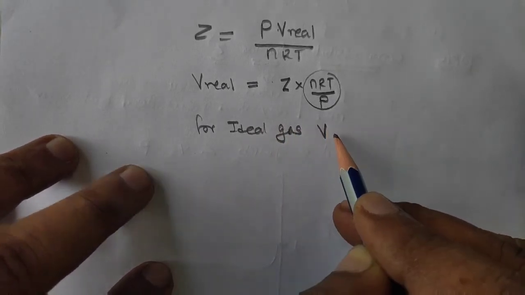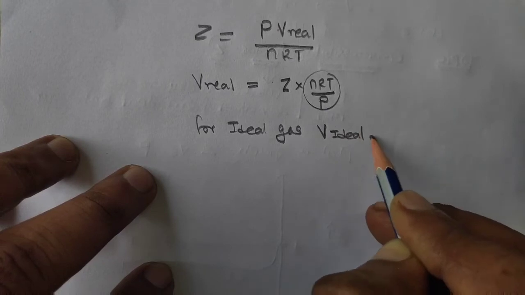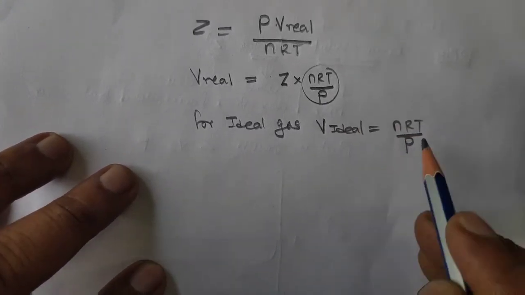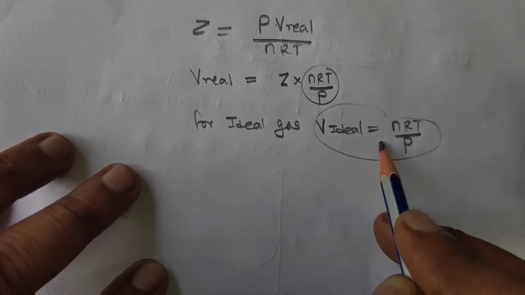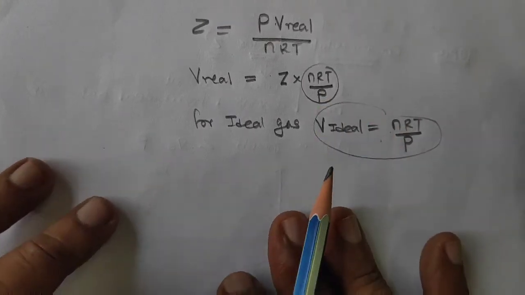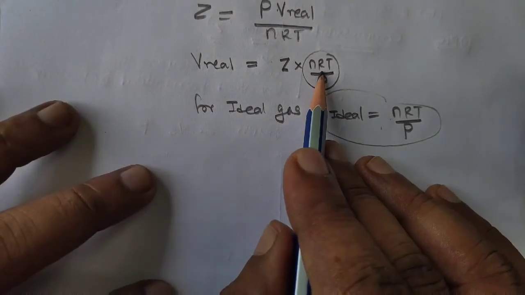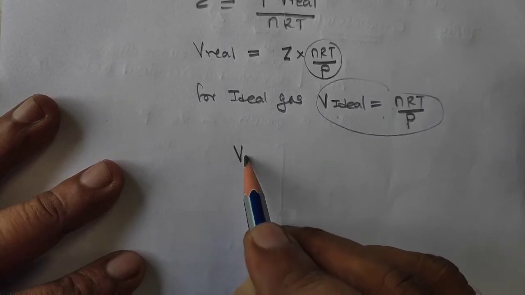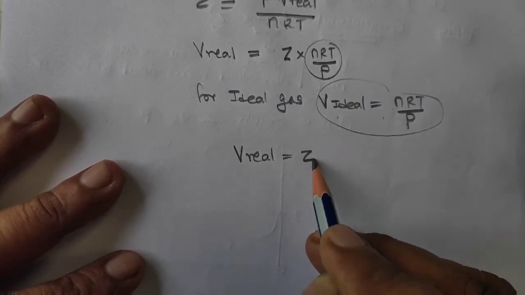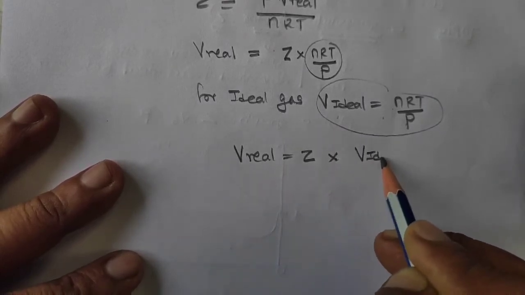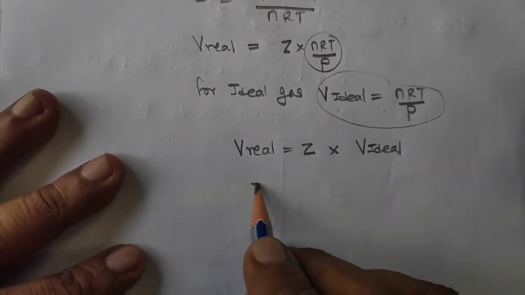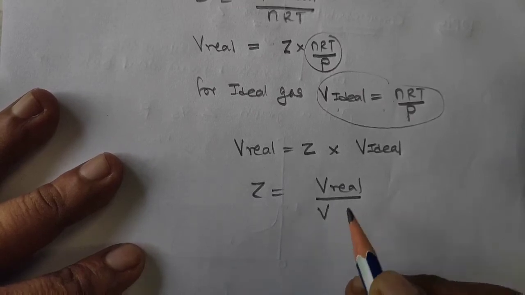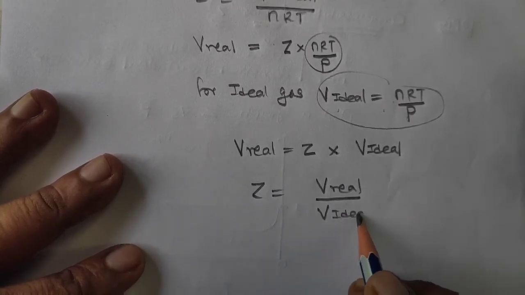If V ideal is equal to nRT by P, substituting this value V ideal in the given equation, instead of nRT by P I write V ideal. What will I get here? V real is equal to Z into V ideal, right? So Z is equal to V real upon V ideal, right?